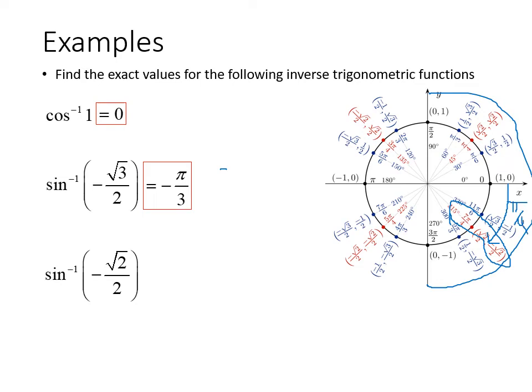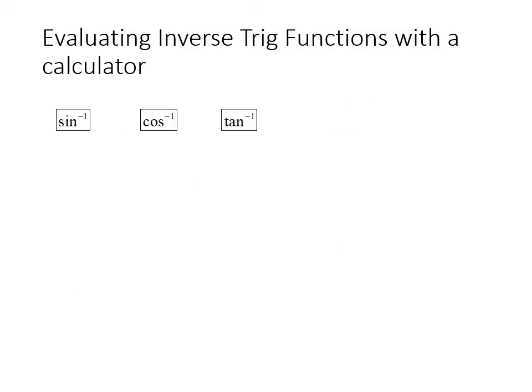So we'll get a negative pi over 4 for our solution. All right. The next thing that we should be able to do is evaluate inverse trig functions using our calculator. Now everything that we do in this section is going to be in radian mode. So make sure that your calculator is in radian mode before you try to do these problems.